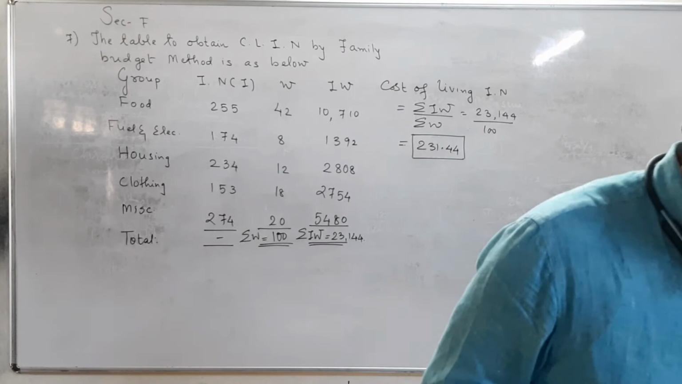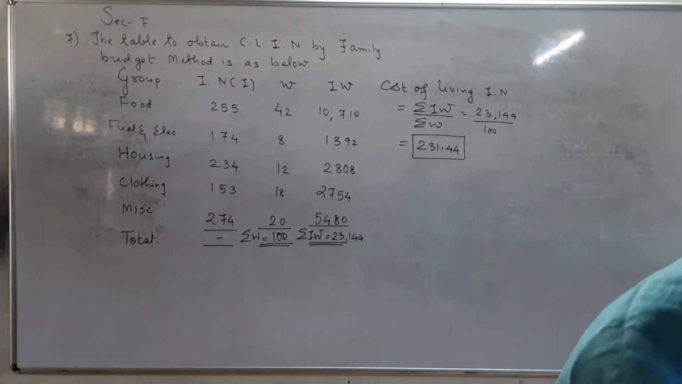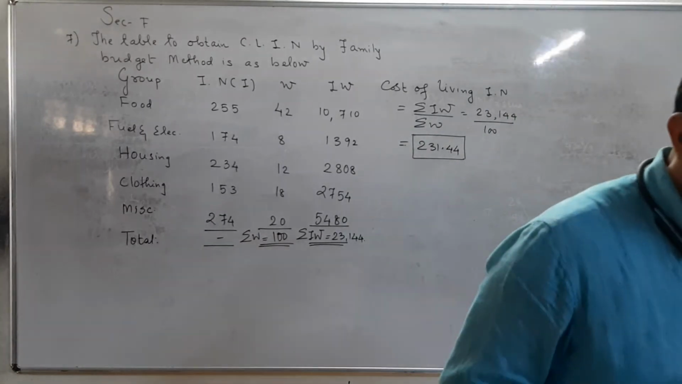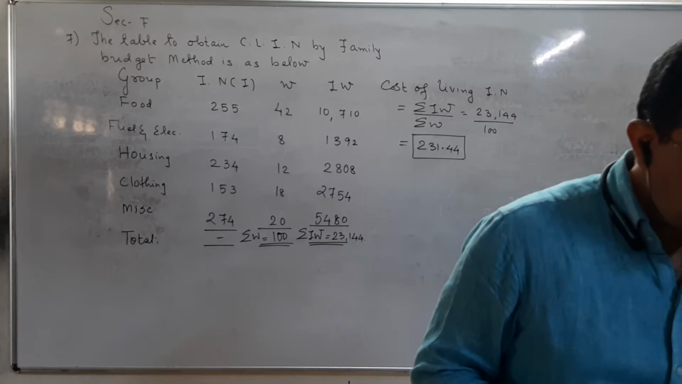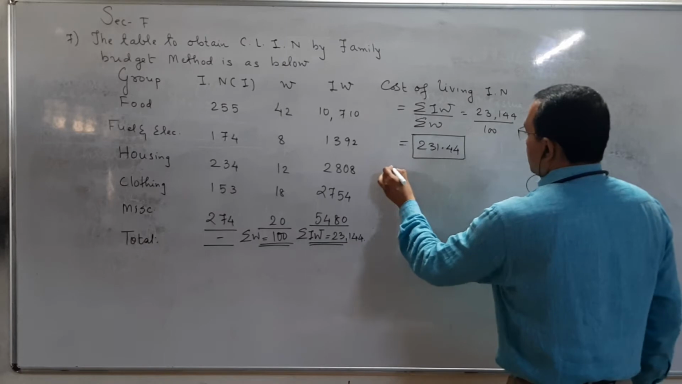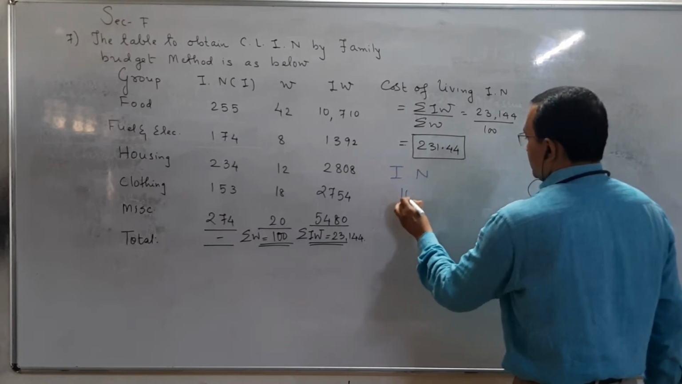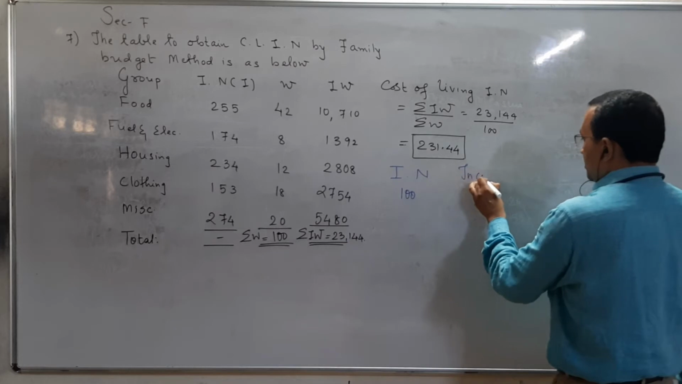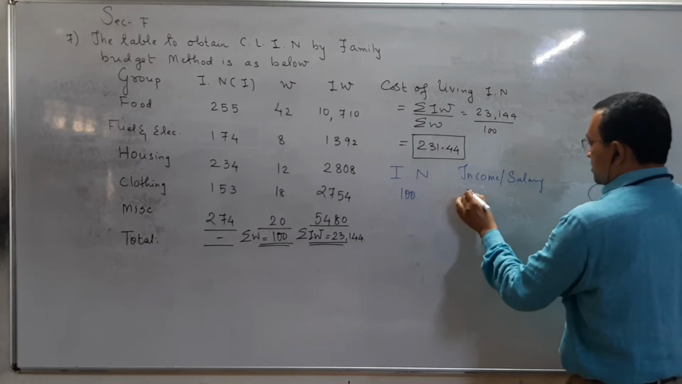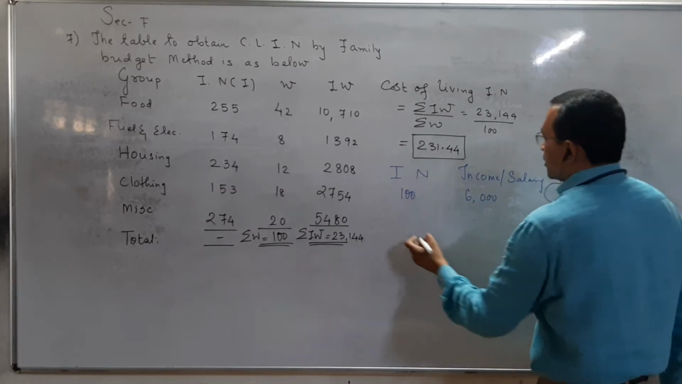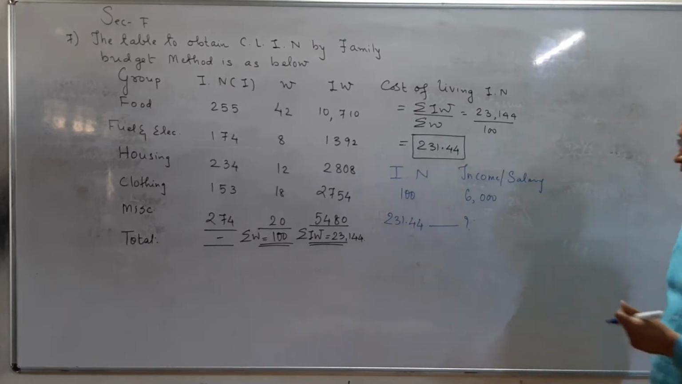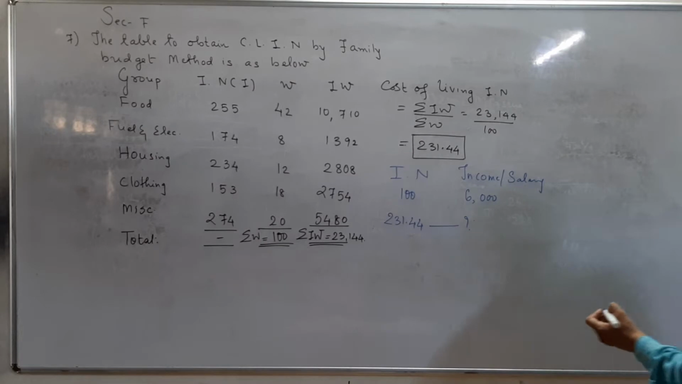Now students, what is the second part of the sum? That if the average salary paid to the worker in the year 2012 was 6,000 rupees, then what should be the salary paid in the current year? Okay. So when index number of base year was 100, income of worker or salary of worker was 6,000 rupees. So if the cost of living index number changes to 231.44, then what should be the salary in the current year?